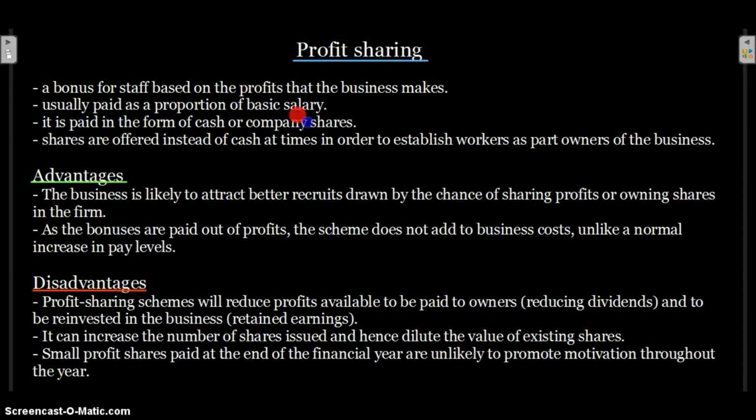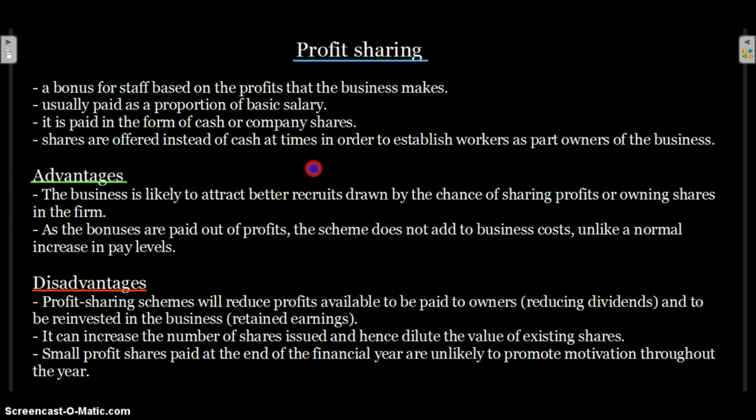It is paid in the form of cash or company shares. Now this is the most interesting part about this payment method, that you won't just be paid with cash, you can also be paid with company shares, which happens a lot in particular cases. So you can just become a shareholder like that. Even if you're an employee, you can become a shareholder with this method, profit sharing.